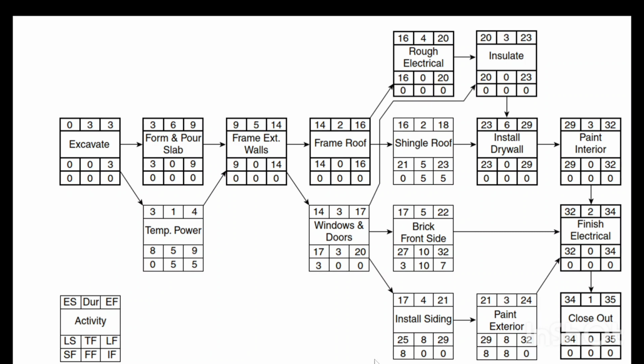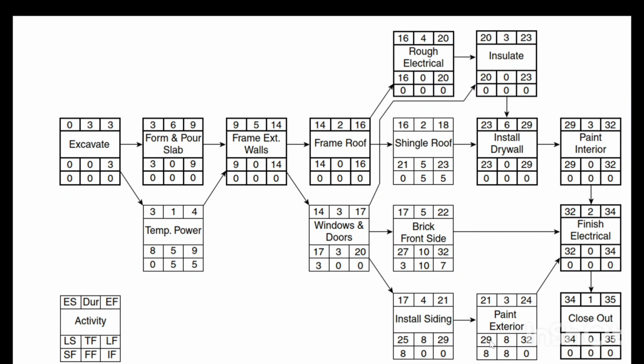Shared float here, which is right here in the legend. That means having 8 days, you have to know that if the first one consumed 8 days, it will end on the 29th. This one will have in the late start, the late start will be 29, so it will be critical. You have to be careful about it.